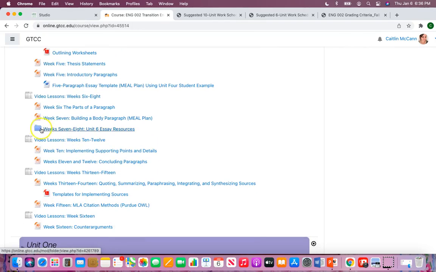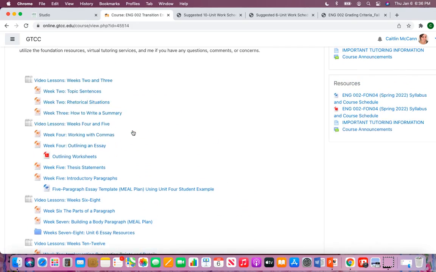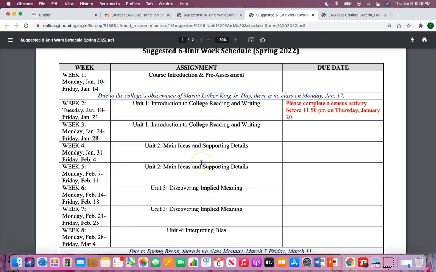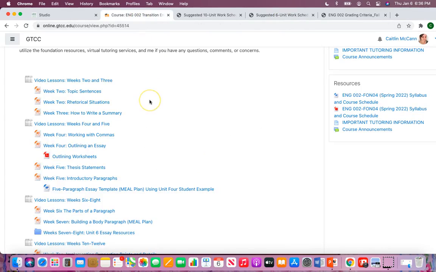And this section, this folder here, weeks 7 through 8 of the Unit 6 essay resources, is really, really important for you to use when you're writing your Unit 6 essay. Also, just to clarify, the way I have it organized is based off of the suggested 10-unit work schedule. So for some of you, in week 3 you may still be working on Unit 1, and that's totally fine. Just maybe ignore the weeks and focus on the topic of each lesson, because again, it's all relevant no matter where you are.